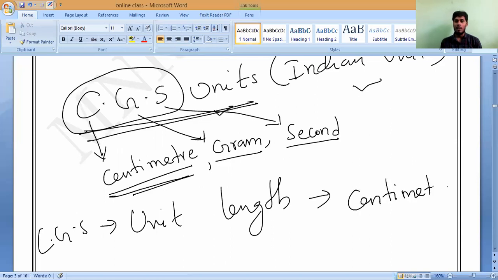Centimeter is the CGS unit of length, which we represent with cm. So centimeter is the CGS unit of length. And meter is the SI unit of length. Will you be able to understand? Please tell me, all of you.